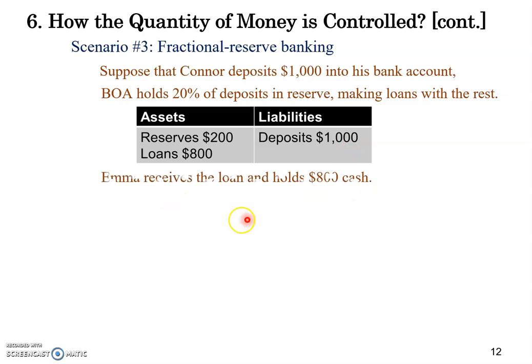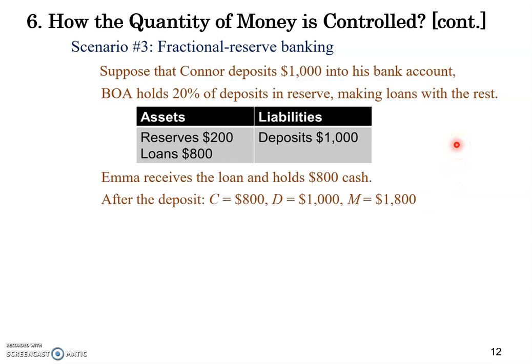Okay. Now, let's continue. Assume that this $800 loan is made to Emma. So Emma received the loan and holds $800 cash. Okay. Now let's take a look at the change in money supply, if any.